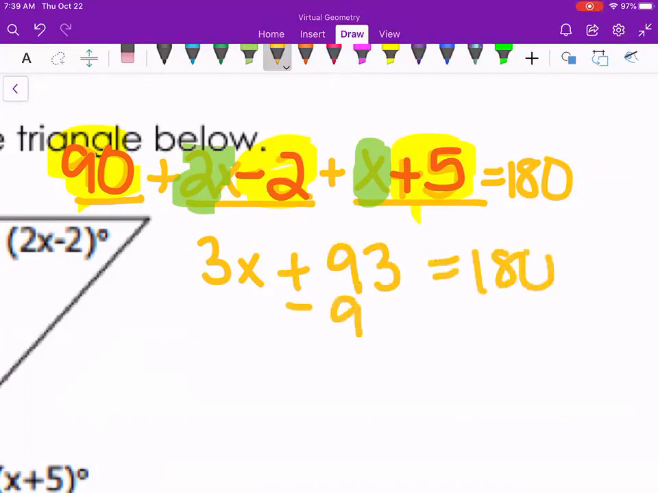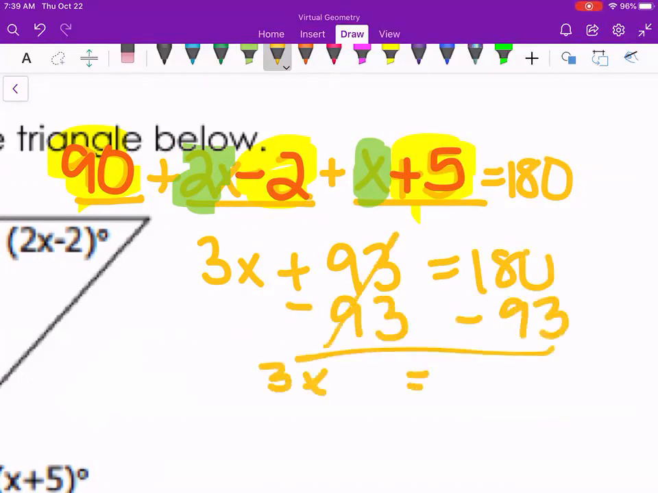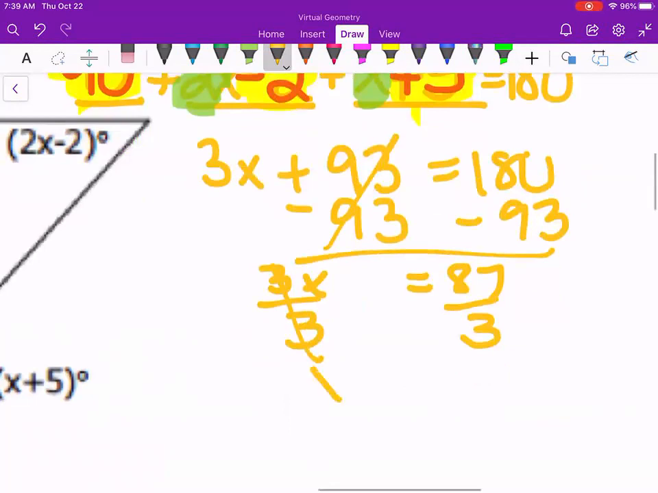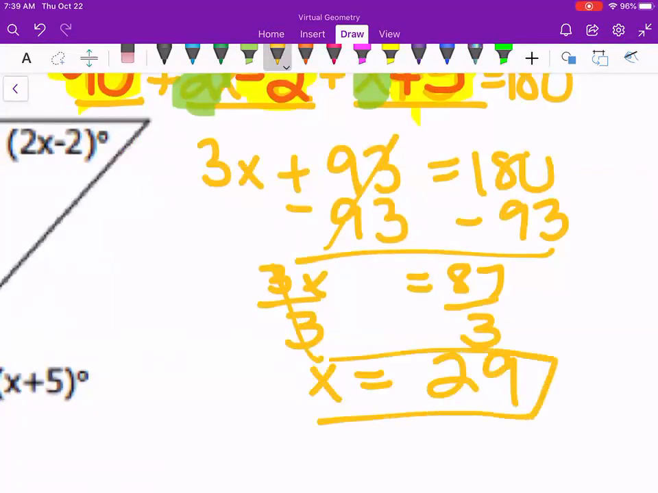Now we can continue our solve, minus the 93 to both sides. And 3x is equal to 87. Divide out the 3. And my x is 29. So there's the first part, we found x.